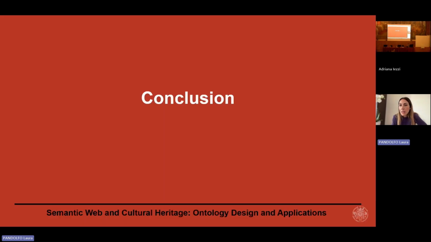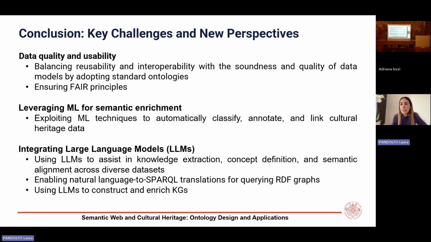Okay, we reached the conclusion part. For concluding, we are looking at some key challenges and new directions in this field. One big challenge is striking the right balance between making the data reusable and interoperable while ensuring its accuracy and its reliability. In terms of new research directions in the domain, of course, machine learning and large language models are offering new perspectives.